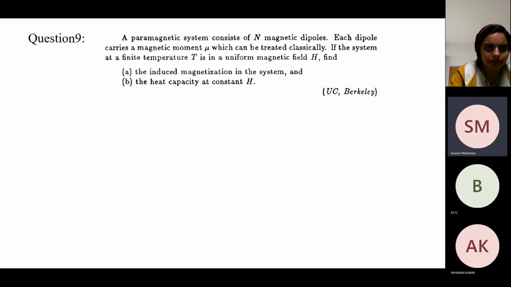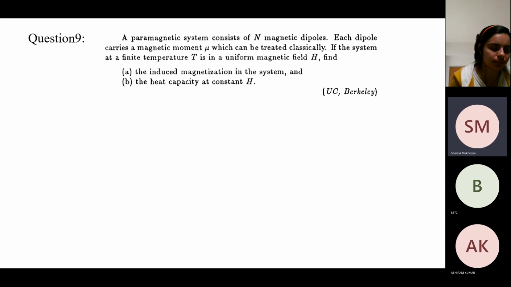So the next question. A paramagnetic system consists of N magnetic dipoles. Each dipole carries a magnetic moment mu, which can be treated classically. Now, the system is at a finite temperature T and in a uniform magnetic field H. Find the induced magnetization in the system. Induced magnetization means you have to find the expectation value of mu cos theta, where theta is the angle with the magnetic field.